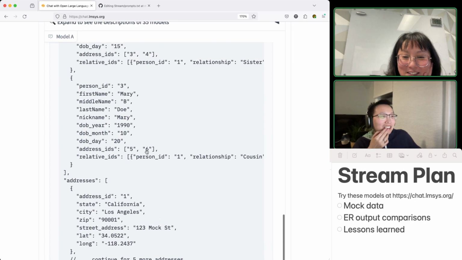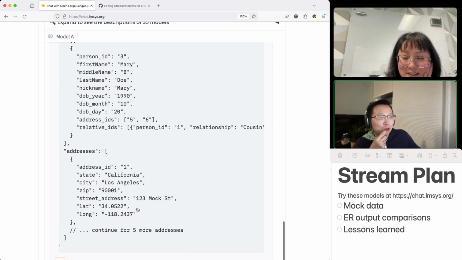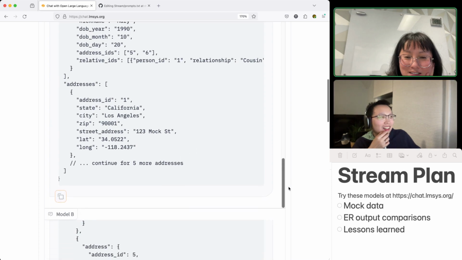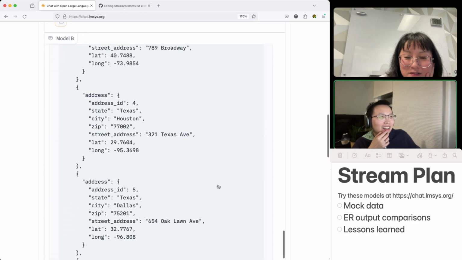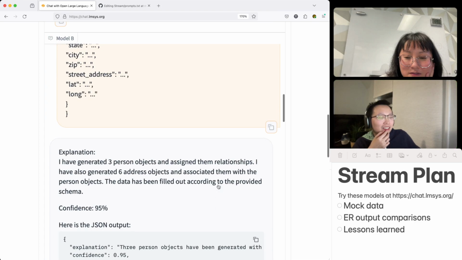So it generated six address IDs, fine, but then didn't make the address blocks. This is dumb. I don't know why it would do that. Let's see how the other one fared. Oh, this one's long.